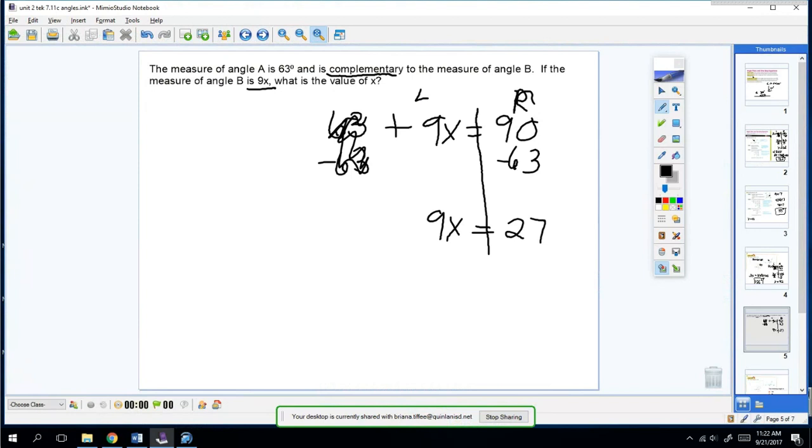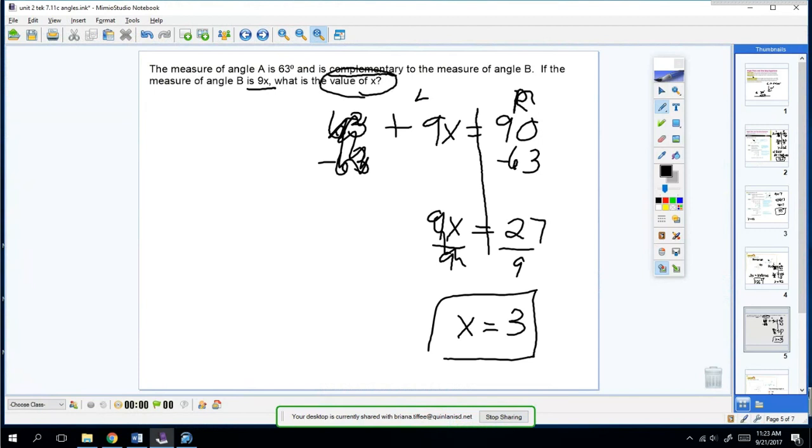Well, finally, our last step. It says 9 times x. So since the 9 is being multiplied, you're going to divide 9 to both sides. This cancels out. 27 divided by 9 is 3. Well, let's make sure this is actually what we're looking for. So it says the measure of angle A is 63 degrees and is complementary to the measure of angle B. If the measure of angle B is 9x, what's the value of x? Okay, well, we have solved it. We found our value of x.